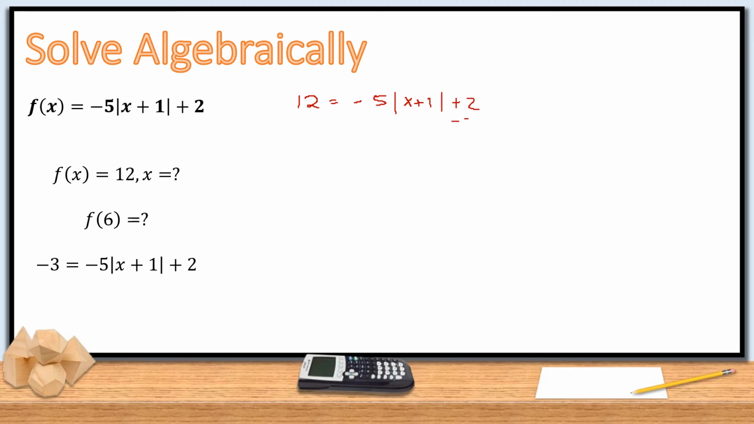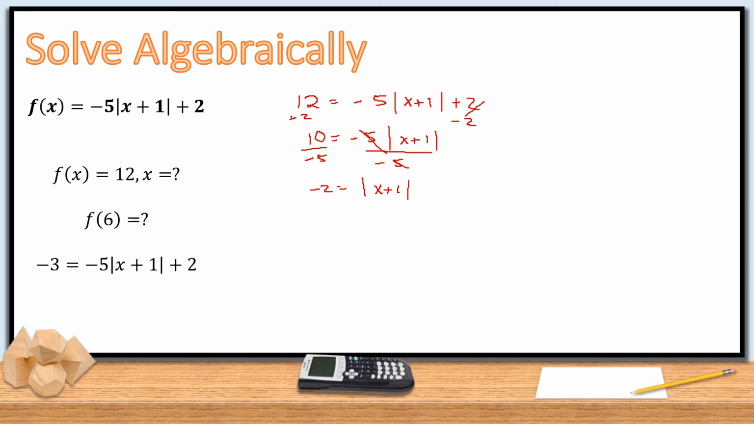So we would subtract the 2 from both sides. You're solving this like a normal equation. We're trying to get the absolute value part on its own. So we get 10 equals minus 5 absolute value of x plus 1. Divide by minus 5 on both sides. We get minus 2 is absolute value of x plus 1.